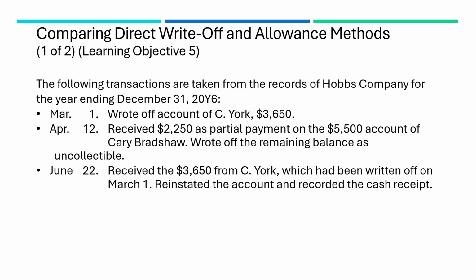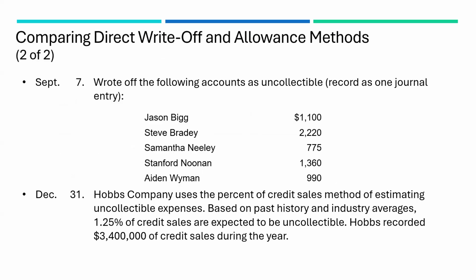So the following transactions were taken from the records of Hobbs Company for the year ended December 31st, 2026. And so we wrote off the account, so initially wrote off 3,650 and then received a partial payment and then wrote off the remaining balance. And then we received a previously recorded uncollectible balance.